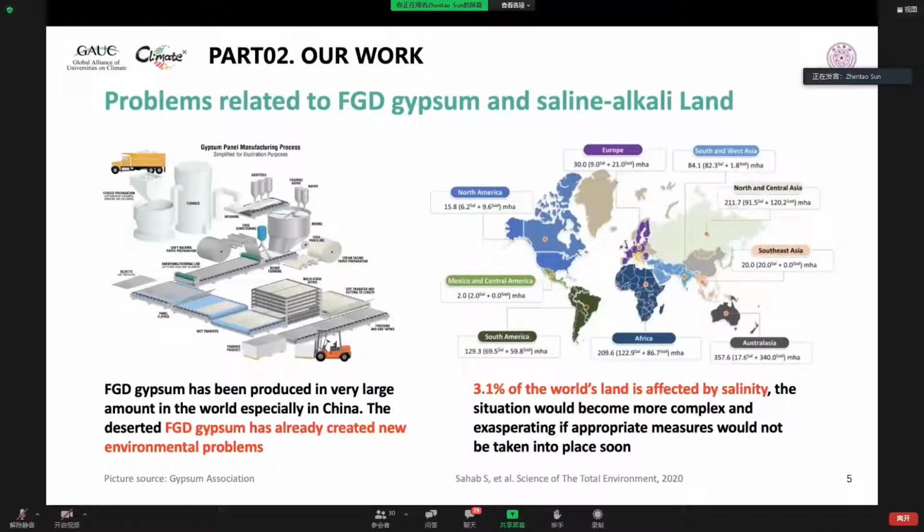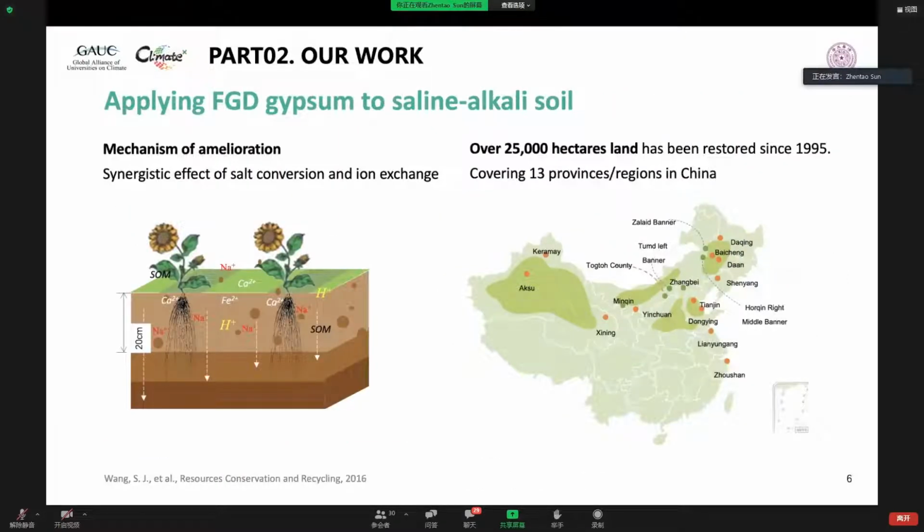We found that we are facing many problems related to FGD gypsum and alkali land, such as FGD gypsum having already created new environmental problems, and 71% of the world's land is affected by salinity. So we apply FGD gypsum to saline alkali soil based on mechanisms of ion exchange. Thus, over 25,000 hectares of land has been restored since 1995, covering 17 provinces or regions in China.